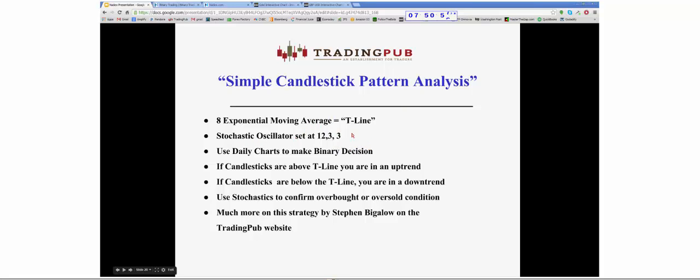Basically, I follow a couple of things. I follow Stephen Bigelow's candlestick analysis, and I use his T line, and I use the stochastic indicator set at 12.33. I use the daily charts to make a binary decision or see whether there's a directional move. If the candlesticks are above the T line, I'm in an uptrend. If they're below the T line, I'm in a downtrend. If the stochastics are in an overbought or oversold condition, I want to pay attention to that.